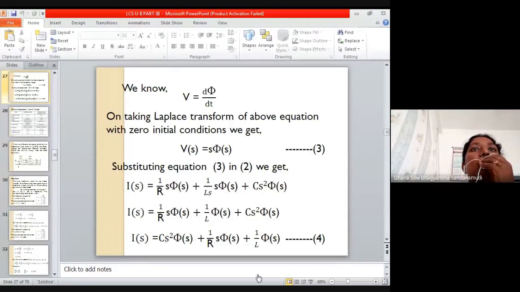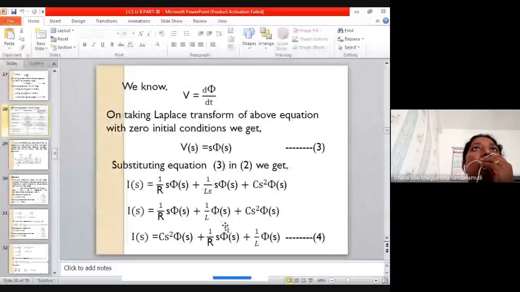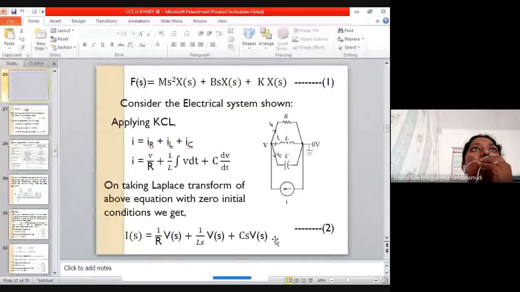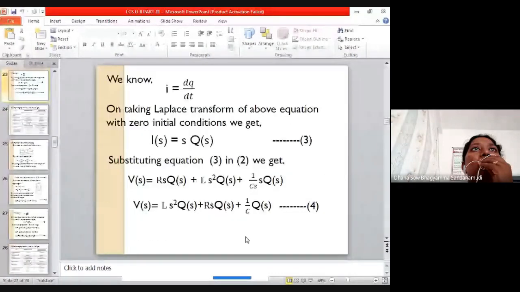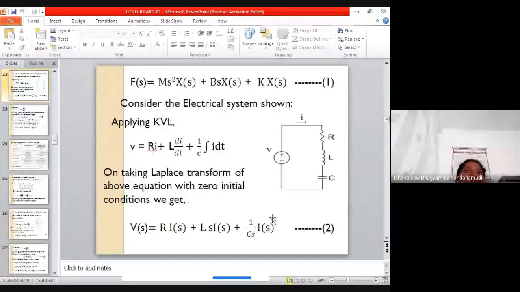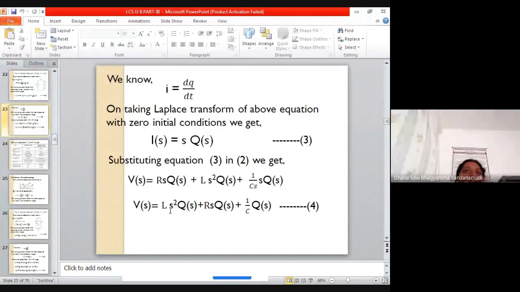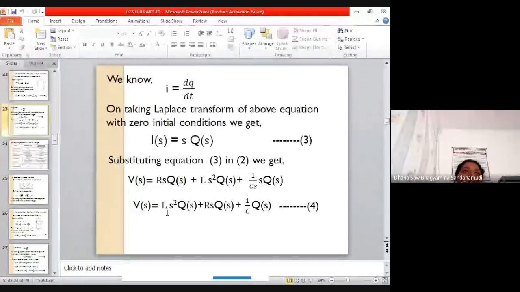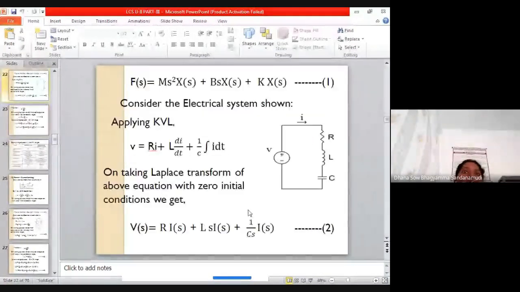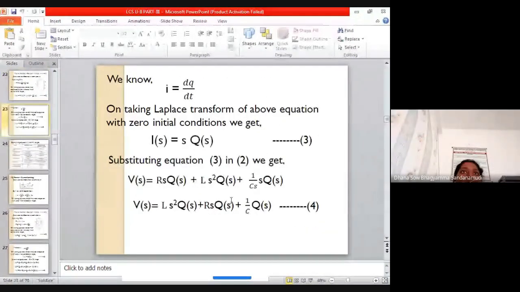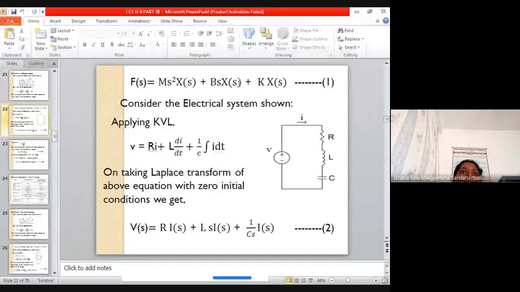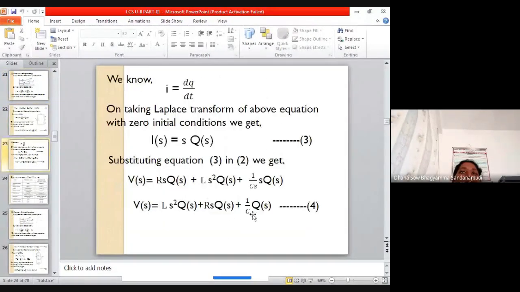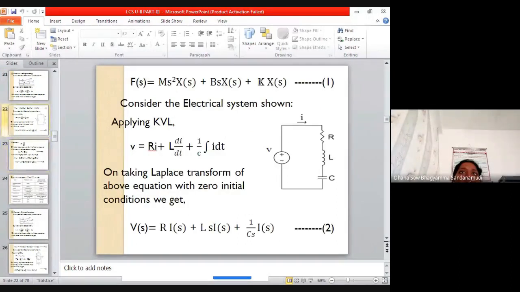If you compare this equation number 4 with your equation number 1, s square into Q(s) is there, s square into X(s) is there. So you can equate L is equal to M. Similarly, s Q(s) and s X(s), so B is equal to R. And Q is X(s), so K is equal to 1 by C.